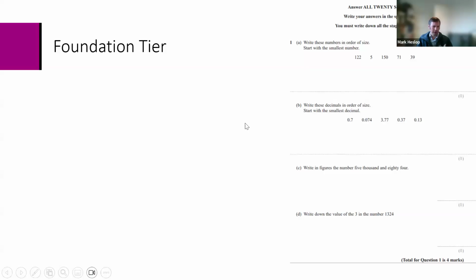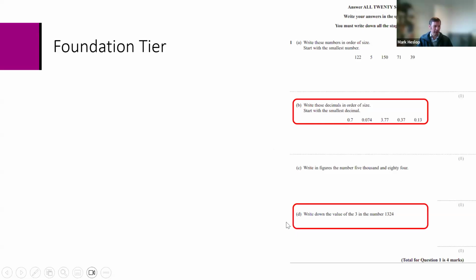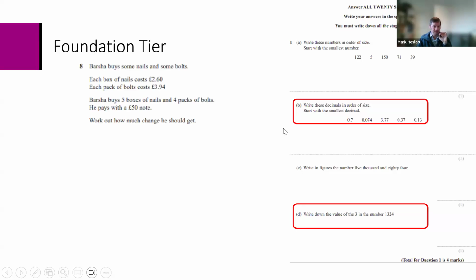So, okay, here's a question from Foundation Tier, and I'm actually going to show you some of the statistics. I'm going to compare a couple of the questions here. So write these decimals in order of size. I've got a few from Foundation here and a few from Higher. Start with the smallest decimal, and then this one here, write down the value of 3 in the number 1324. I'm actually going to compare these to a question 8 from the Foundation Tier.